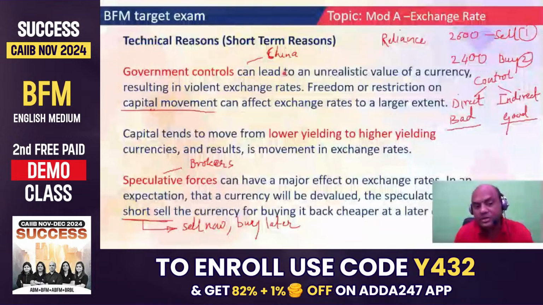So government controls can lead to unrealistic value of the currency, resulting in violent exchange rates. Violent exchange rates means one day the government will say I'm increasing the dollar rate, next day the government will say I'm decreasing it. Freedom or restriction on capital movement can affect the exchange rate to a larger extent. What do you mean by freedom or restriction on capital movement? Understand the concept of freedom.